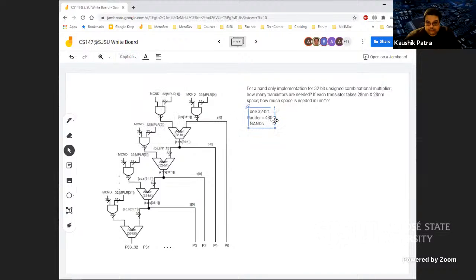Now that means you have a total of 31 adders for a 32-bit unsigned multiplier. 31 adders has 31 multiplied by 480, which comes down to be 14,880 NANDs.